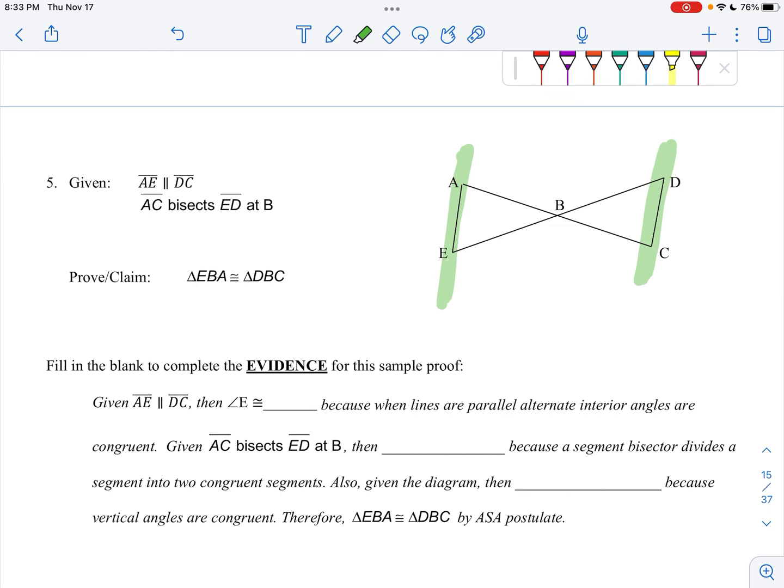Now, what we know about parallel lines is that when we have parallel lines, a transversal is going to create congruent alternate interior angles. So I know those two angles are congruent.